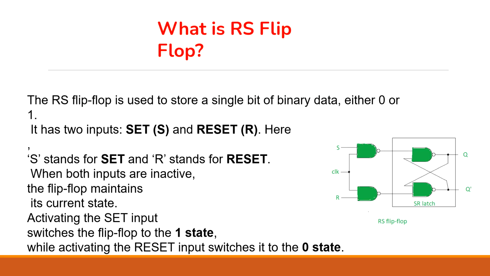RS flip-flop. What is an RS flip-flop? The RS flip-flop is used to store a single bit of binary data, either 0 or 1. It has two inputs, set and reset. Here S stands for set and R stands for reset. When both inputs are inactive, the flip-flop maintains its current state. Activating the set input switches the flip-flop to the 1 state, while activating the reset input switches it to the 0 state.